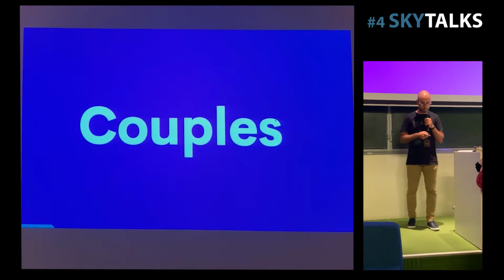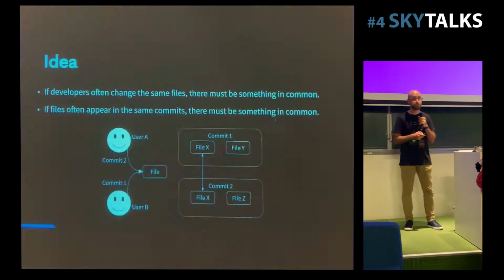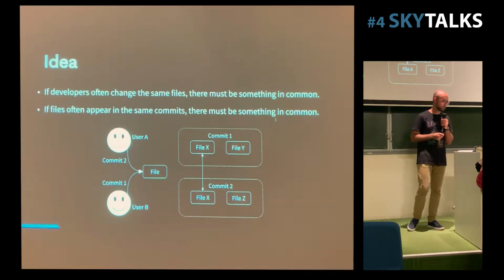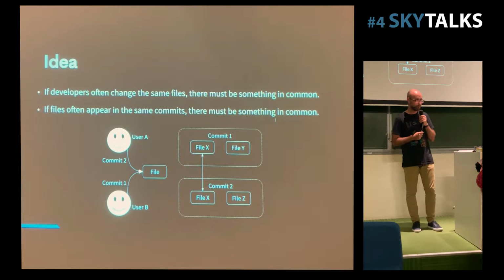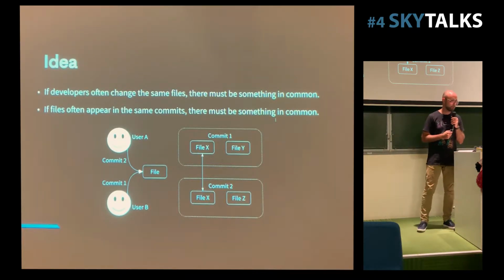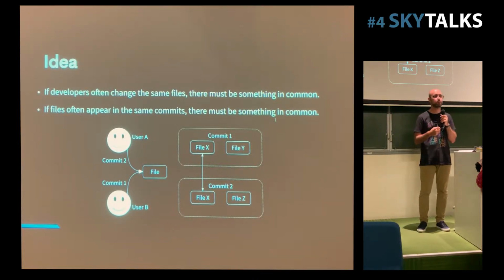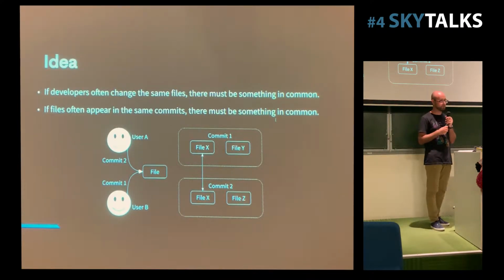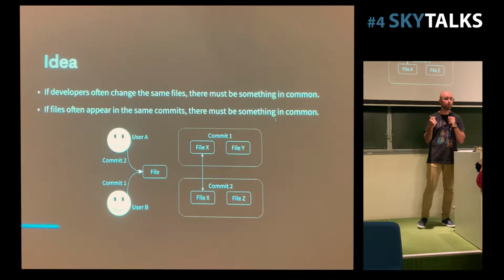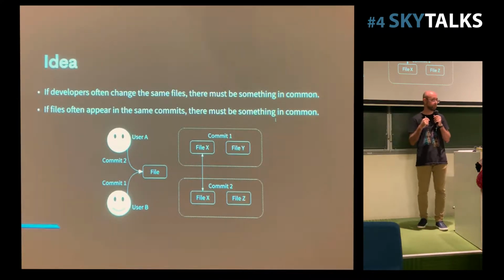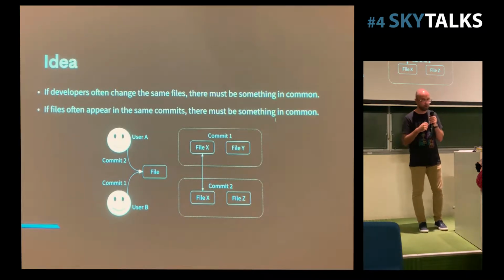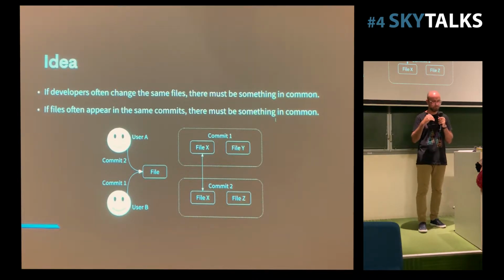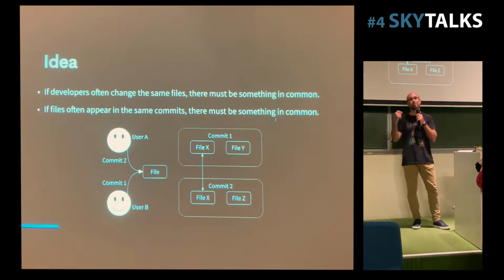And the first example which I want to demonstrate is couples. So what is couples? The idea is quite simple. If you look at the commits which contain the same file in the changes list, you can suggest that these commits have something in common. And if some file gets changed by several commits written by different authors, then you can suggest that these authors also have something in common.